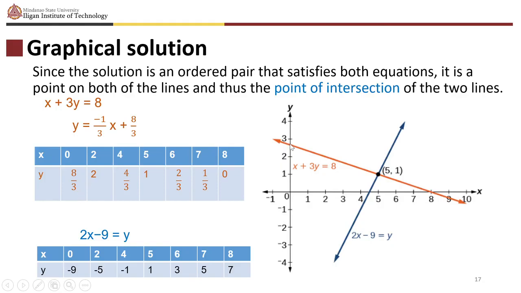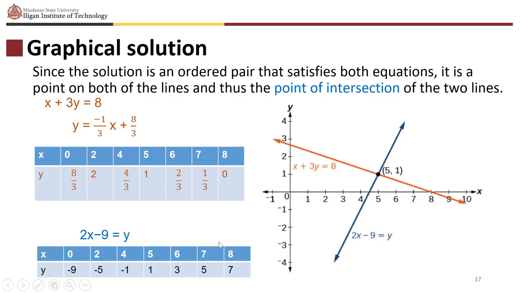Then when x is equal to 2, y is also equal to 2. When x is equal to 4, y is equal to 1 and 1/3. And when x is equal to 5, y is equal to 1, and so on down the line.